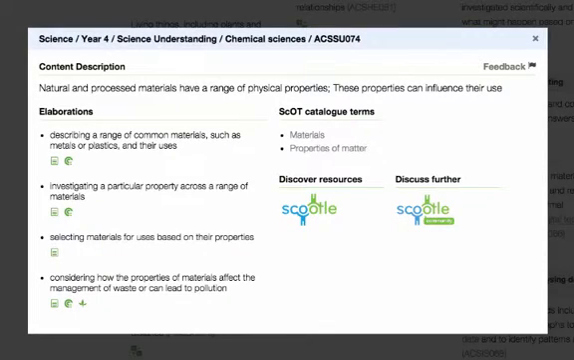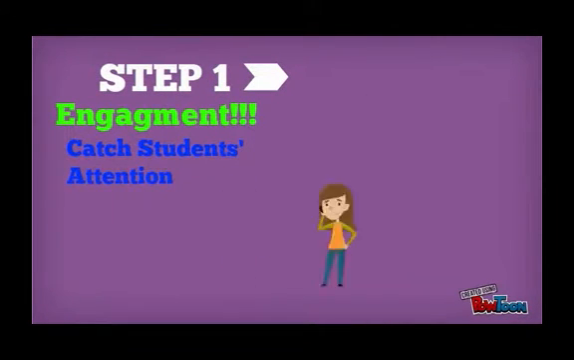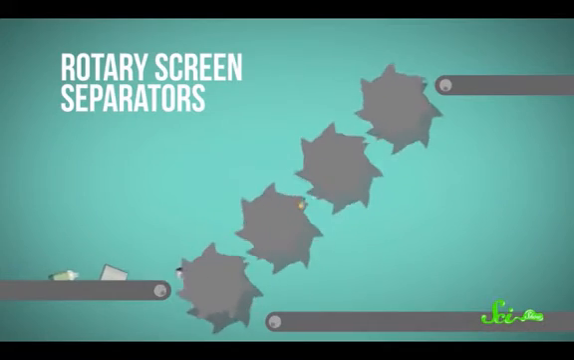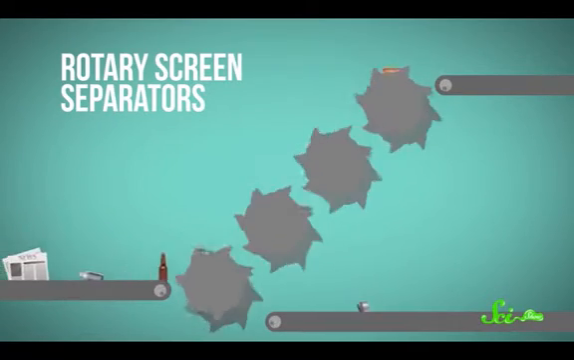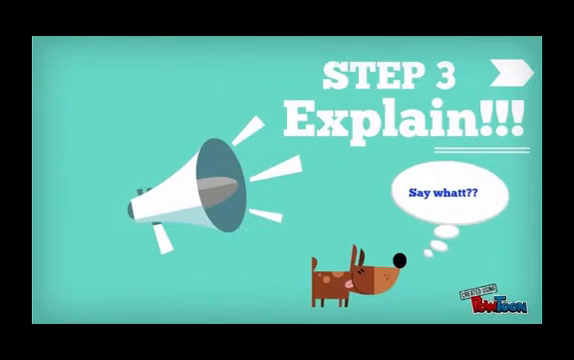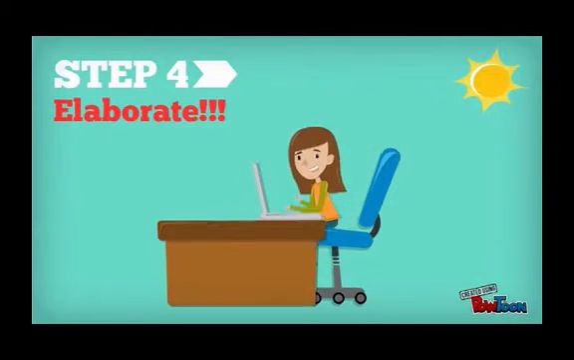The Year 4 Chemical Science Unit has been taught using the 5Es model, where students develop an understanding of how natural and processed materials have a range of physical properties, and how these properties can influence their use and their effect on the environment and others. Students will be asked to conduct their investigation as part of their summative assessment and create an action plan in the elaboration stage of their learning.